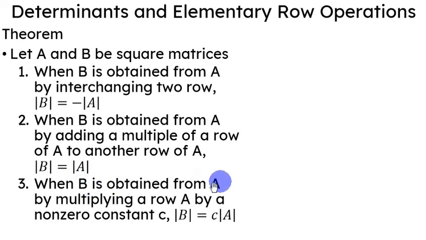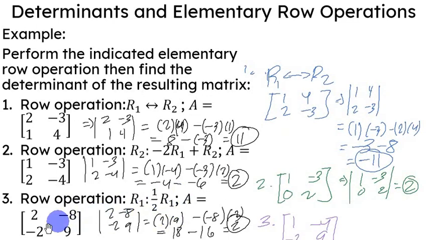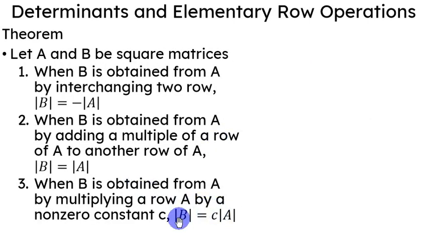And when B is obtained from A by multiplying a row by a non-zero constant or a scalar, just like what we did here, we multiplied 1/2 to row 1, the determinant of the resulting matrix should be the determinant of the original matrix multiplied by the constant that you used to multiply the row itself. So, these are the things that we have to be mindful of if we would like to transform a matrix using elementary row operations so that it will be easier for us to compute its determinant. So, to see some examples, let's go to the next video.